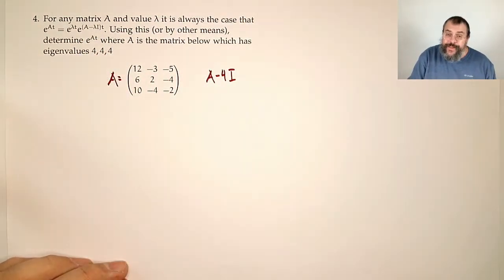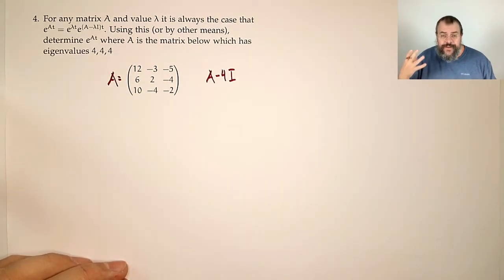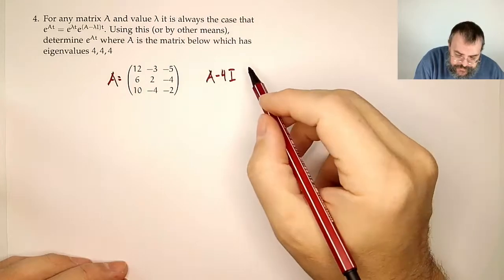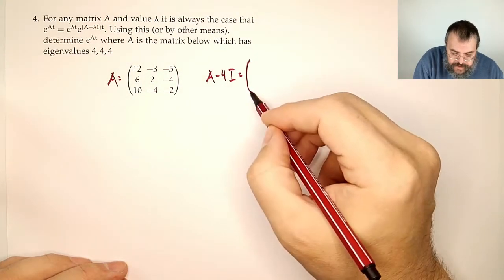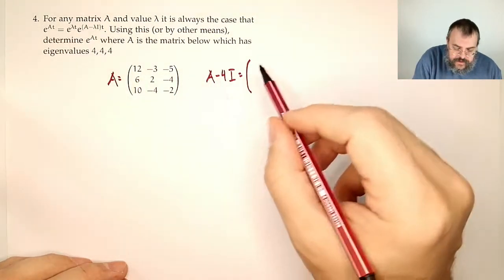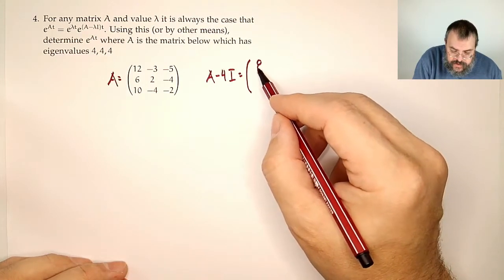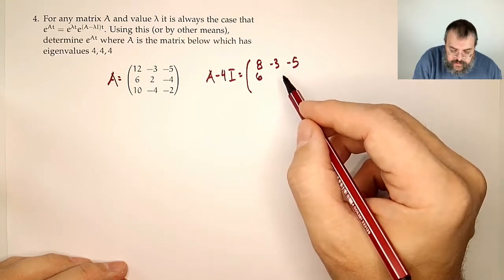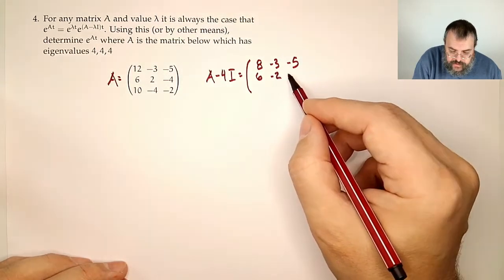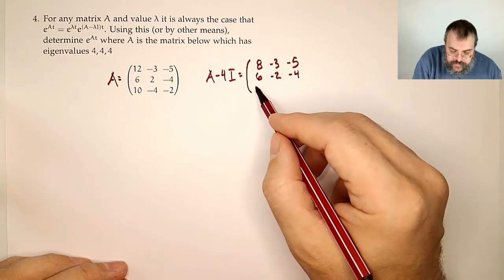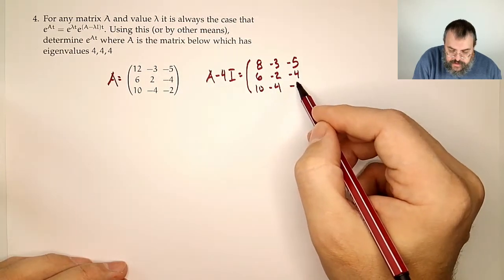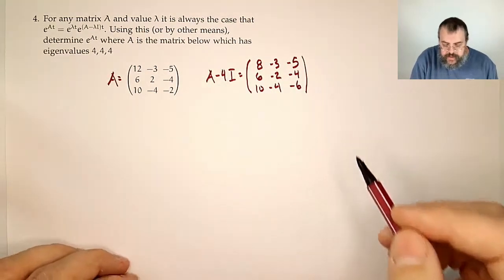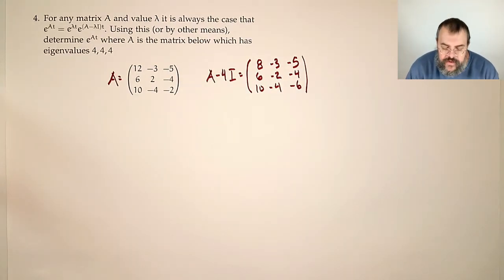We should be using that lambda. See, lambda is often associated with the eigenvalue. So all right, let's do that. What would that be? Well, what you'll have, 12 minus 4, 8, and minus 3, minus 5, 6, minus 2, minus 4, 10, minus 4, minus 6. All right, so there's our A minus 4I.